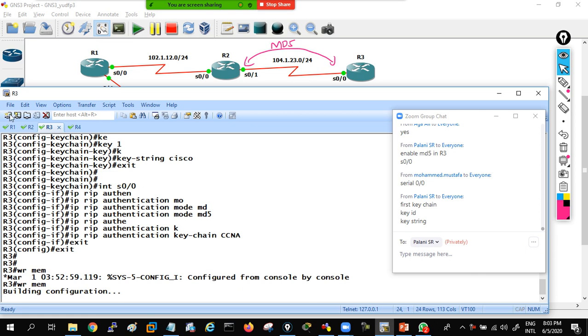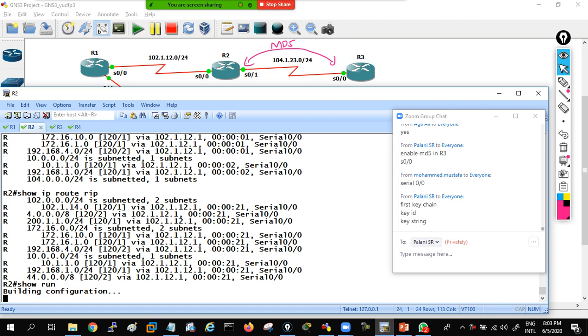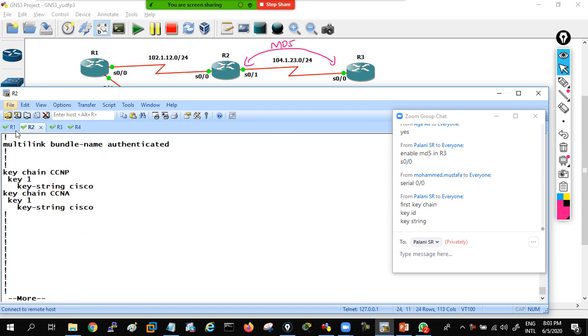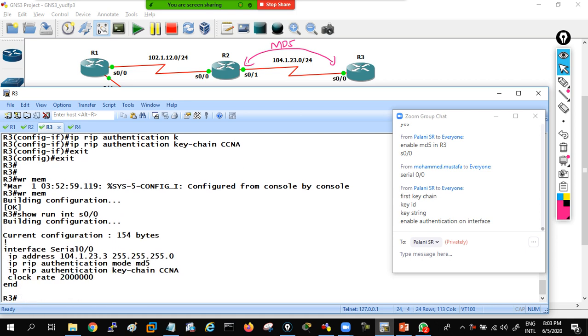Alright, Palani? I believe I have given the same. Let's check the key chain for CCNA. Both I gave key 1 and Cisco. Okay, that's correct. Enable it, Palani. I did that. You see that? Show run interface serial 0/0. No, sorry, serial 0/1 in router 2 and serial 0/0 in router 3. That's correct. See that?